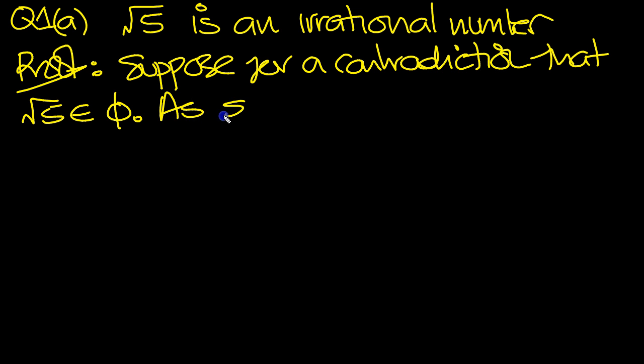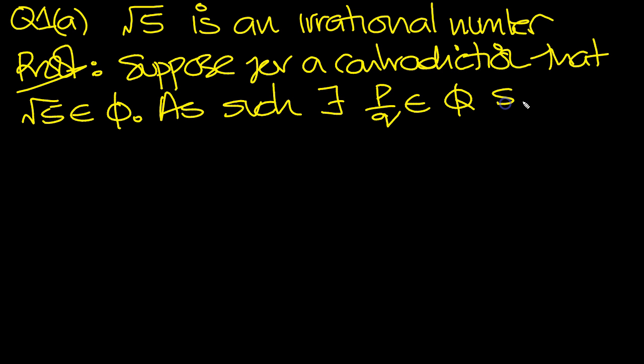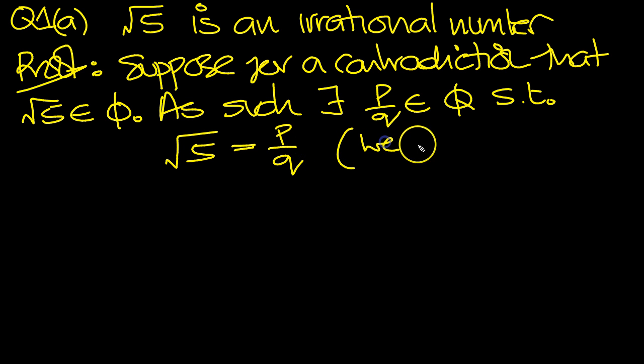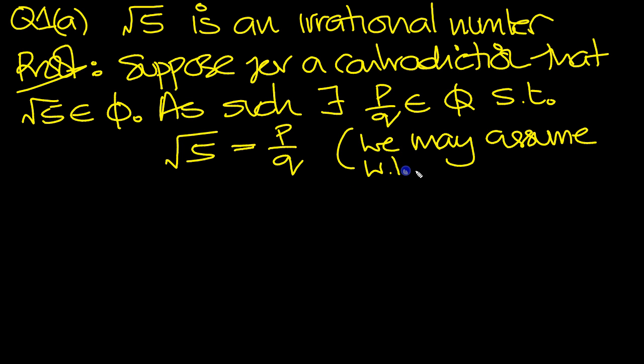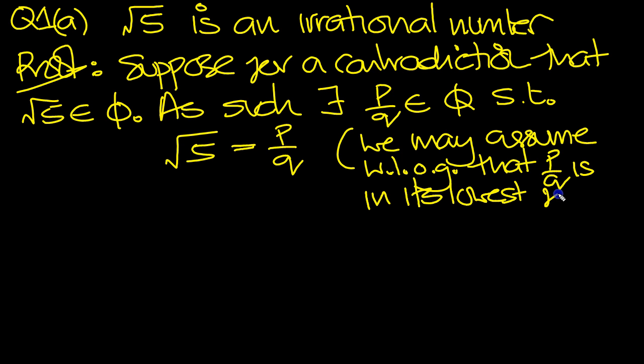As such, there exists a p over q belonging to the set of rational numbers such that root 5 is equal to p over q. We may assume, without loss of generality, that p over q is in its lowest form. In other words, we've divided out all the common factors, the common multiples, and this is now in its lowest form.